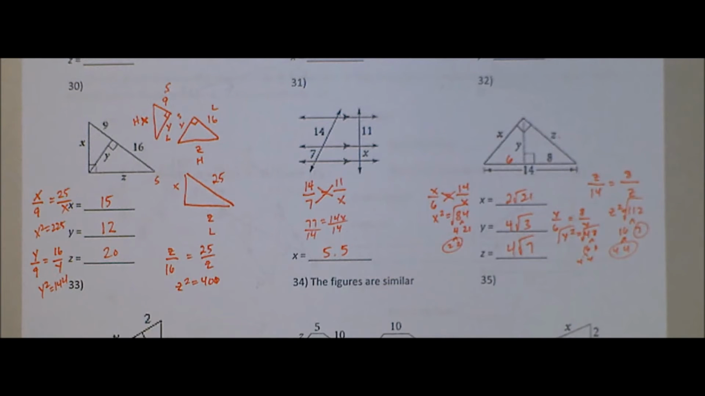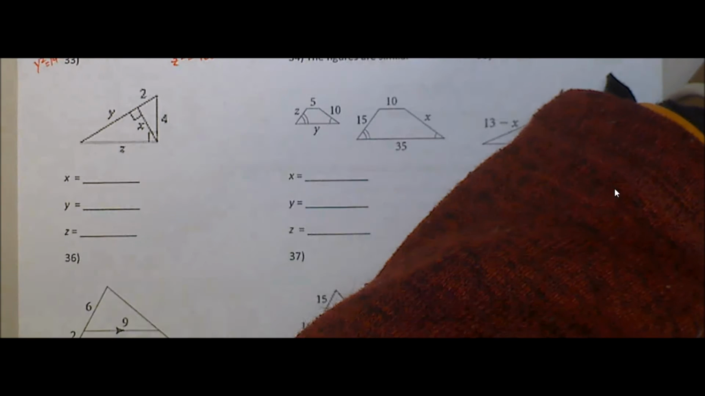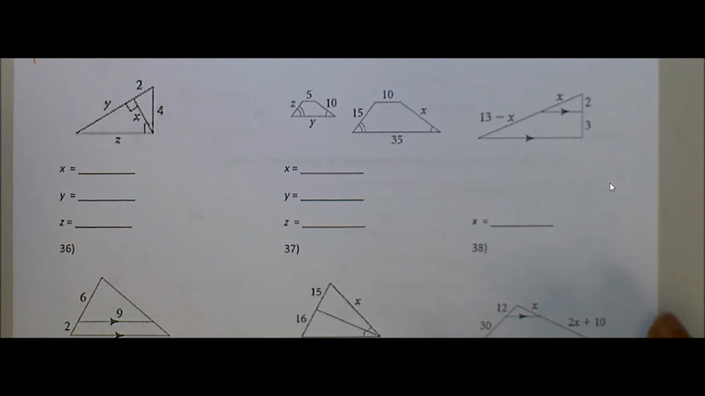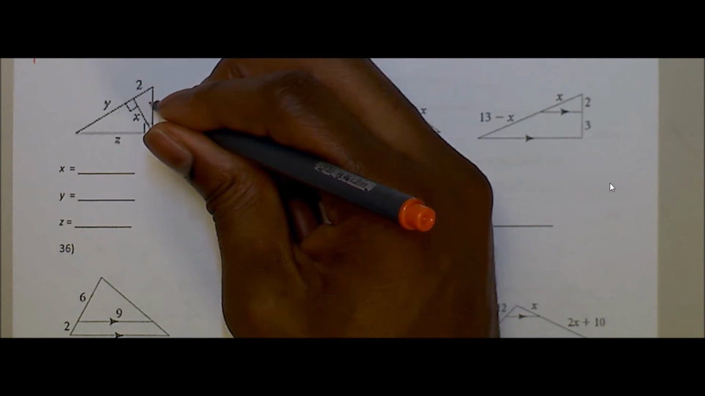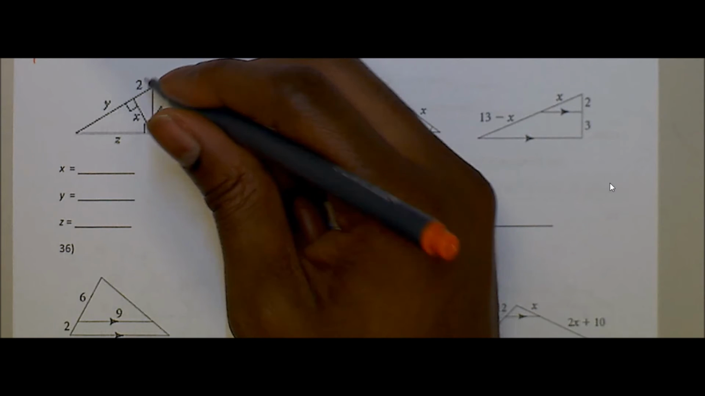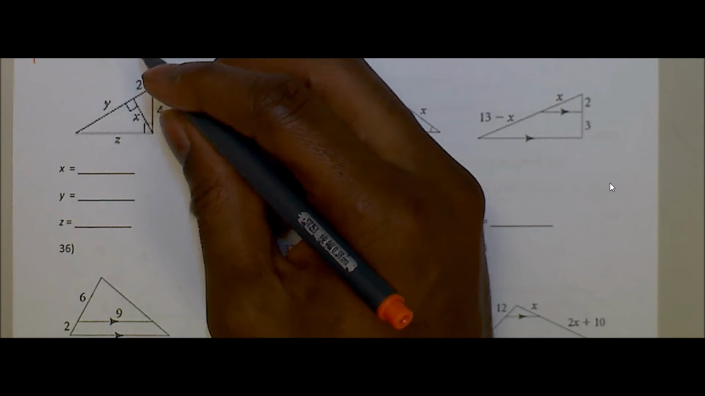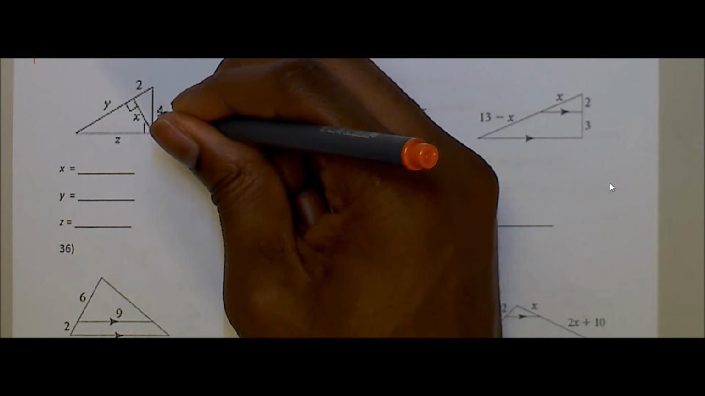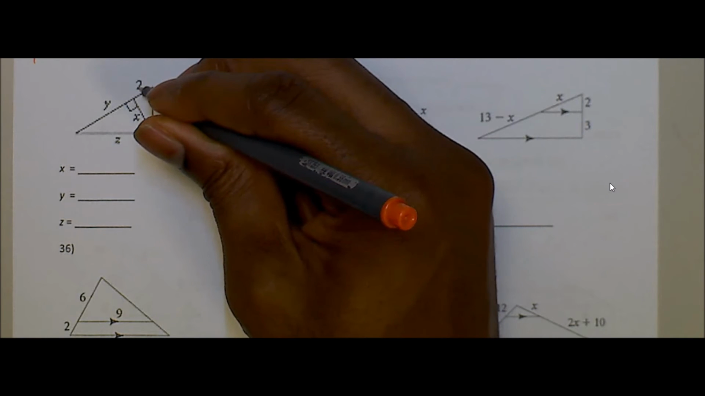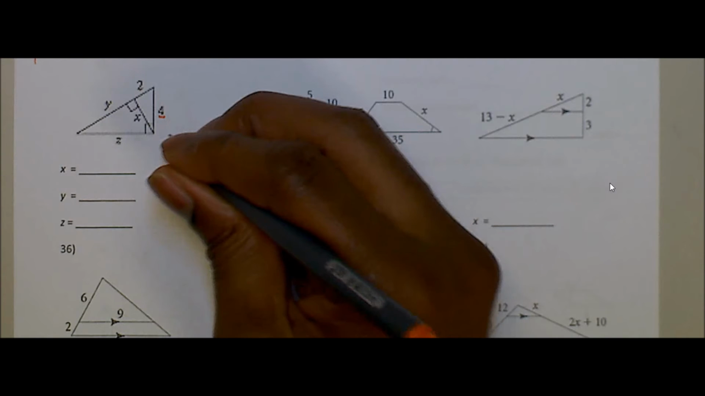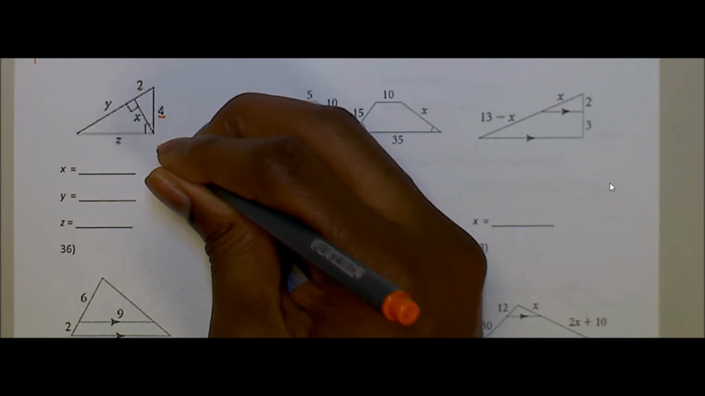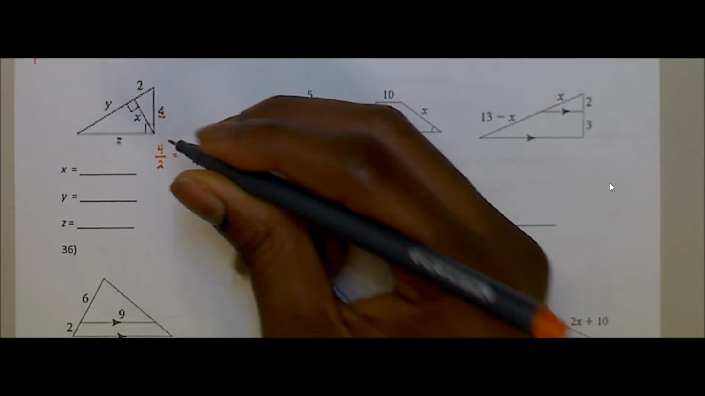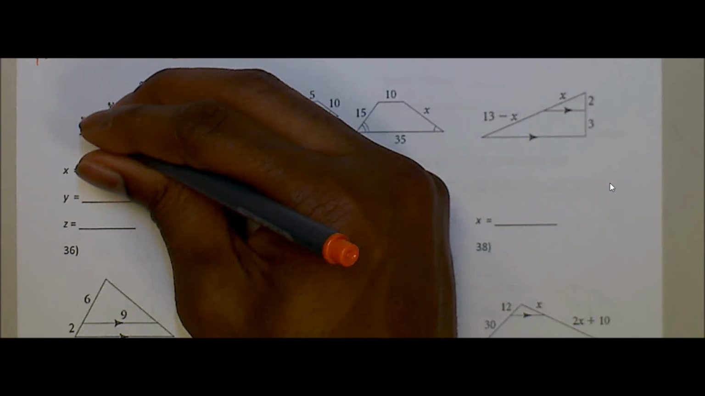Alright, moving to some next problems. Got another similarity in right triangles problem here. If you use Pythagorean theorem, I'm not going to. I'm going to use the geometric mean shortcut again. 4 is the geometric mean between the segment closest to it, 2, and the entire thing. We can write this entire thing as y plus 2.